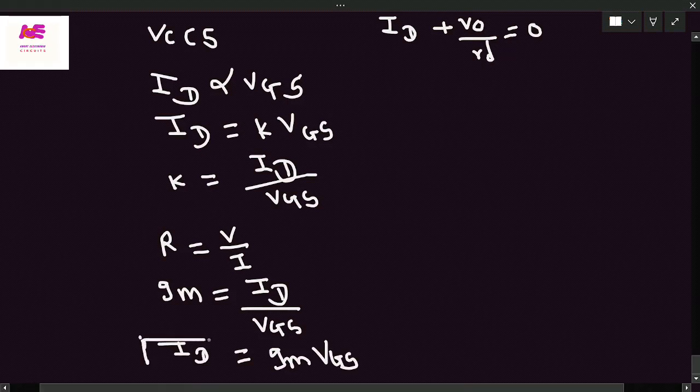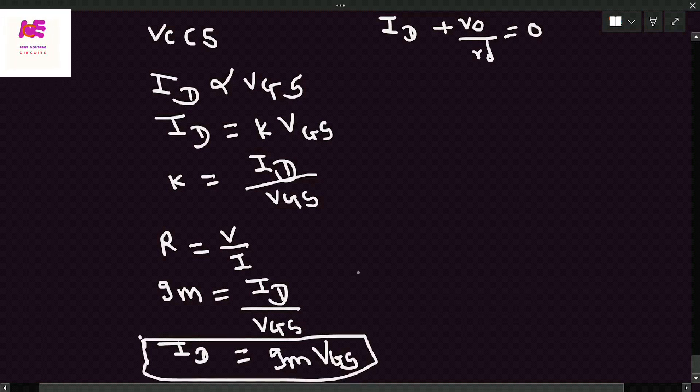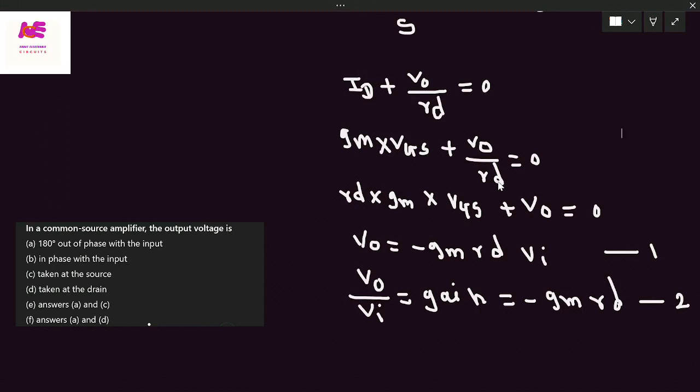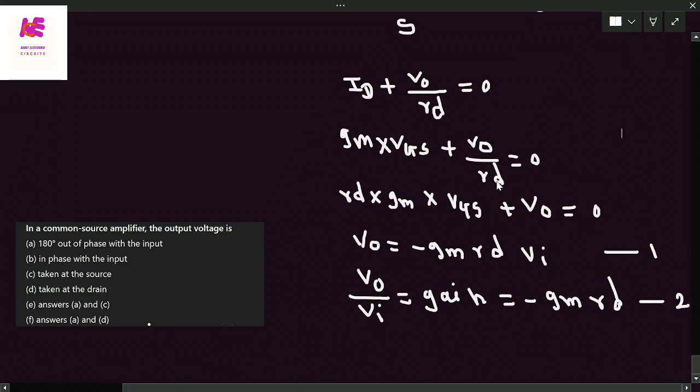So we are going to put this value in the equation. Now I'm going to put the value of ID, which is Gm into VGS, plus output voltage divided by RD. RD is the parallel combination of internal resistor R0 and drain resistor capital RD. This is equal to 0. Making the denominator the same, we get RD into Gm into VGS plus V0 is equal to 0. Taking output voltage to one side, output voltage is equal to minus Gm RD Vi. So from equation 1, we are getting the relation between output voltage and input voltage.